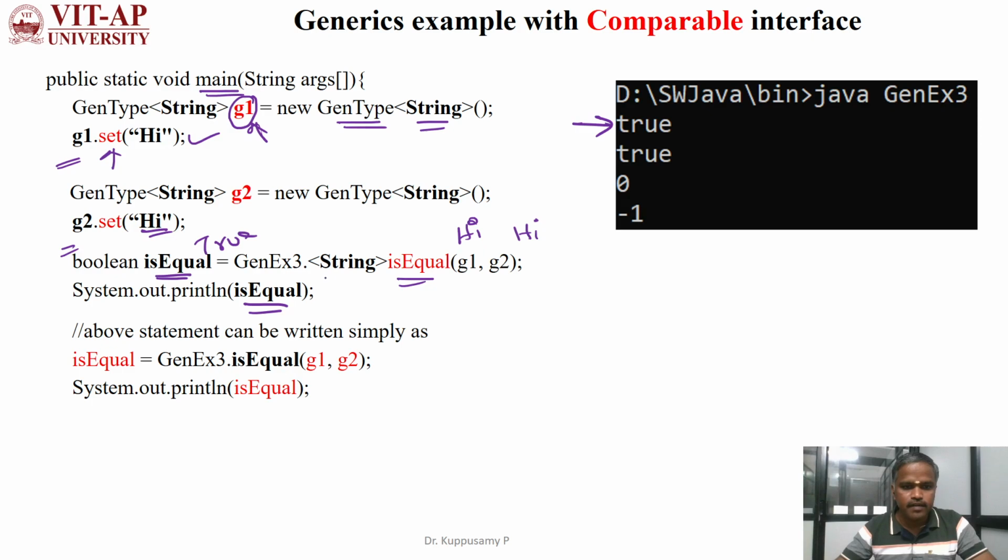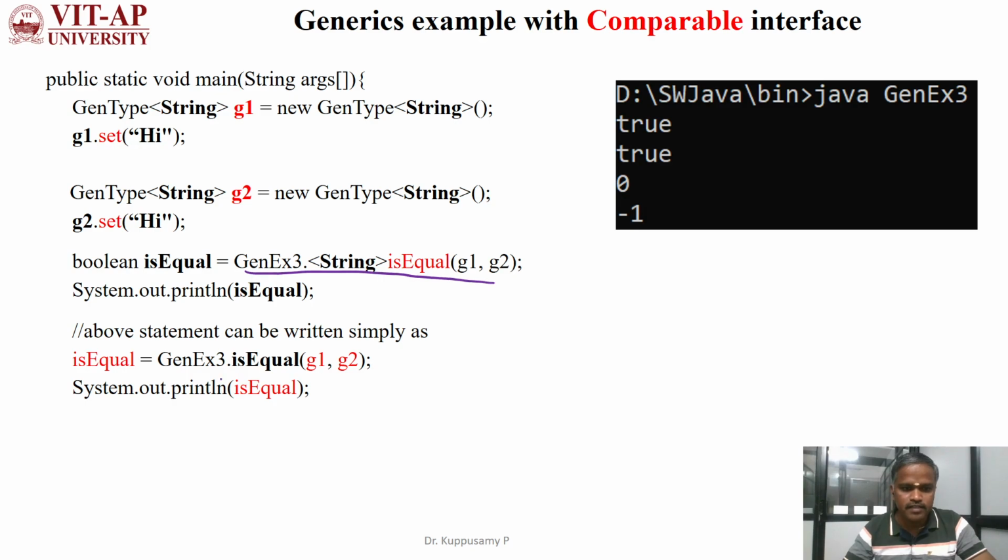Then this lengthy statement can be written simply by using the class name, then the method we are calling, isEqual, the user defined method, and then passing these arguments. That means there is no need to define the data type here. Then we are printing. We have already checked that both g1 and g2 carry the same value, so both are equal, so it is returning true.